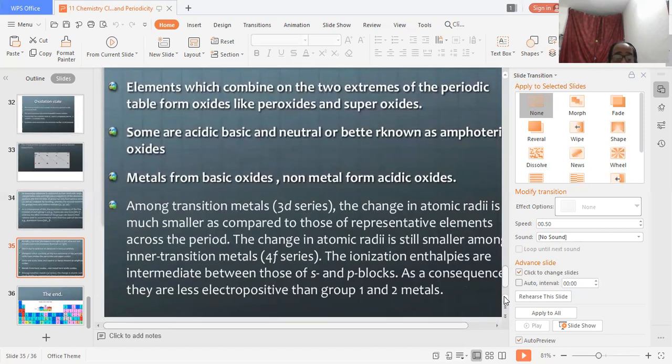And also the next point: among transition metals, meaning the 3d series, the change in atomic radii is much smaller compared to those of representative elements across the periods. The change in atomic radius is still small among inner transition metals, the 4f series. The ionization enthalpies are intermediate between those of the S and P block. As a consequence, they are less electropositive than group 1 and 2 metals.